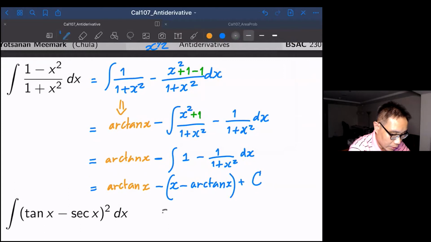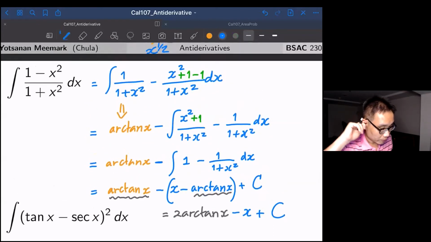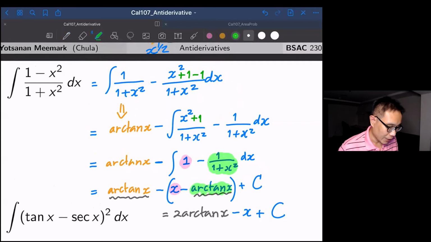And so you may combine everything together. So you get what? You get one arctan and another arctan. So it's going to be 2 arctan x, and you have minus x plus c. Okay, so this is how we obtain your final solution. So you see the thing that I integrated, I have 1 integrate 2x. I have this term integrate to be 1, to be arctan x.